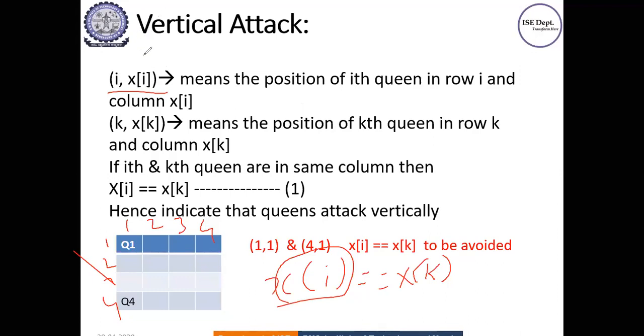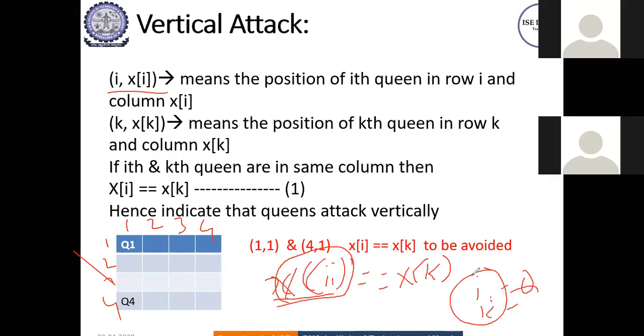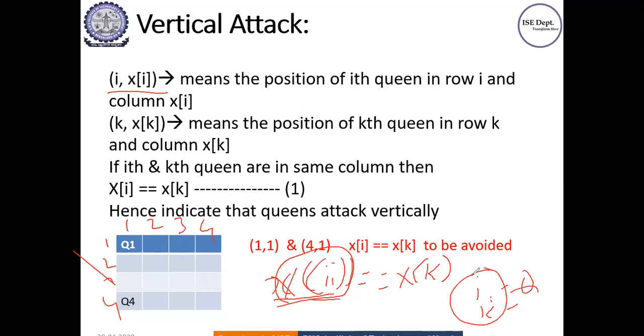X of I indicates a column. So even here, x of I is nothing but a column. I to k, I is nothing but queens. This is a queen number. X of some value indicates that particular column. So x of I means the column of the ith queen.